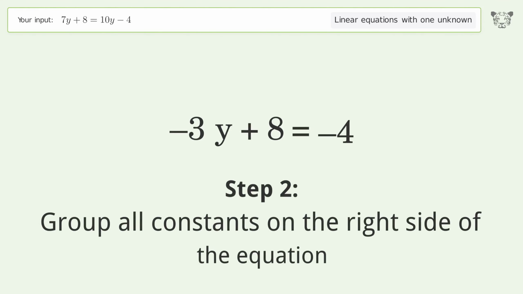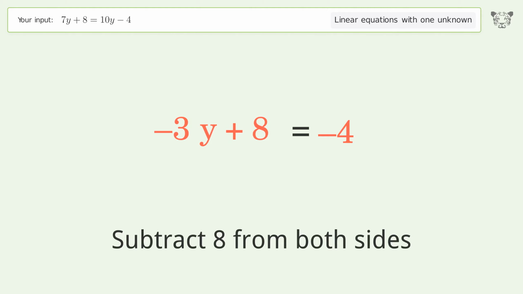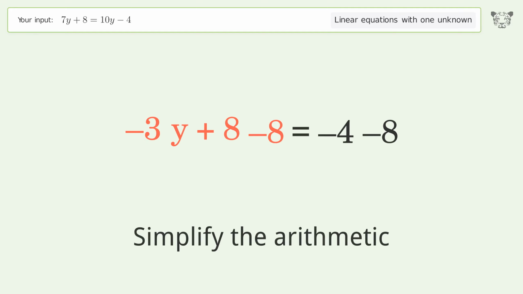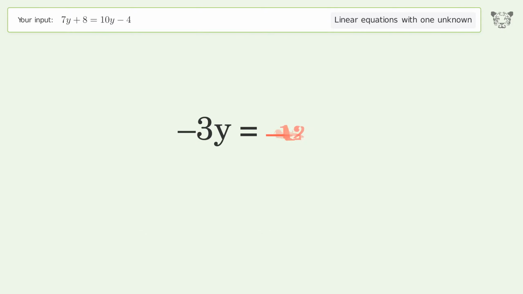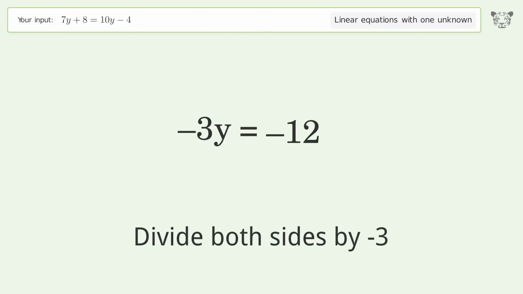Group all constants on the right side of the equation. Subtract 8 from both sides. Simplify the arithmetic. Isolate the y. Divide both sides by -3.